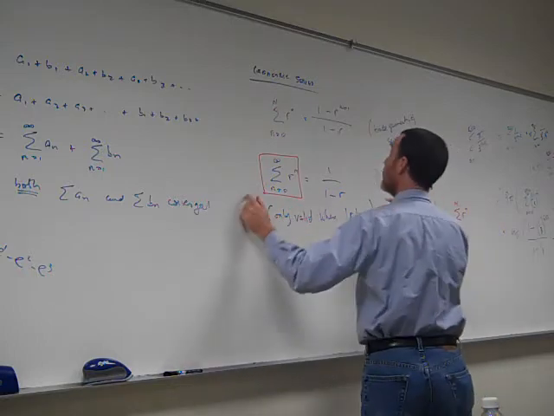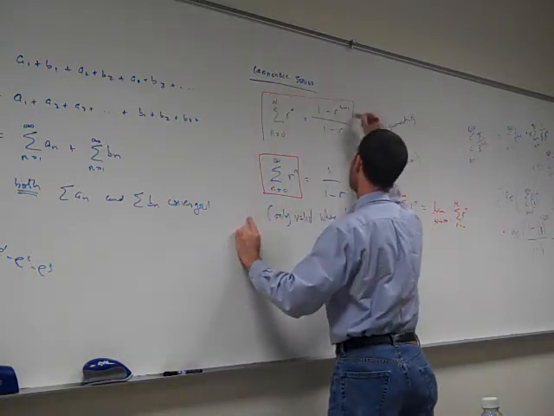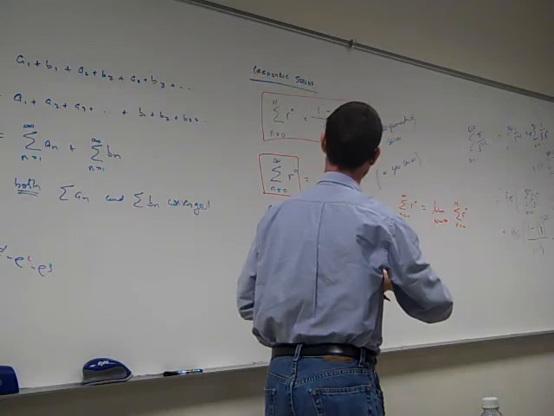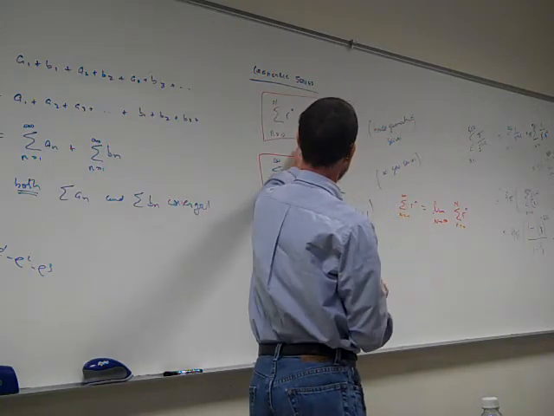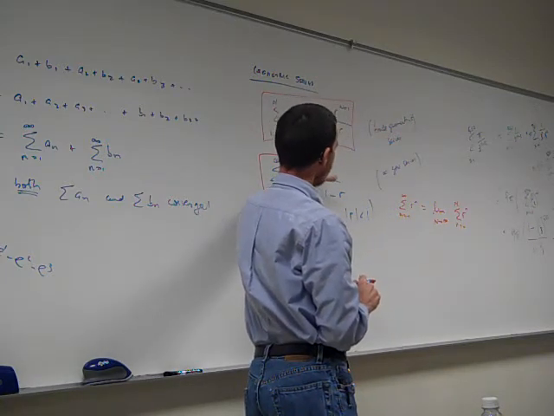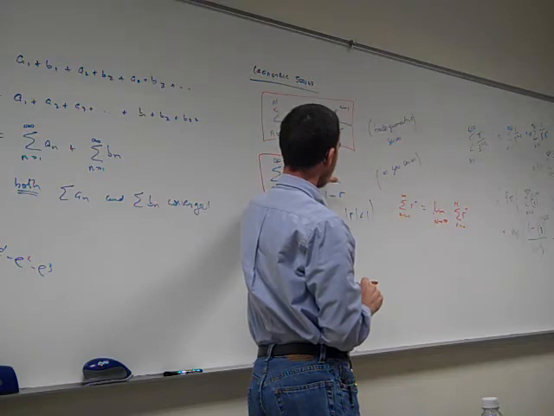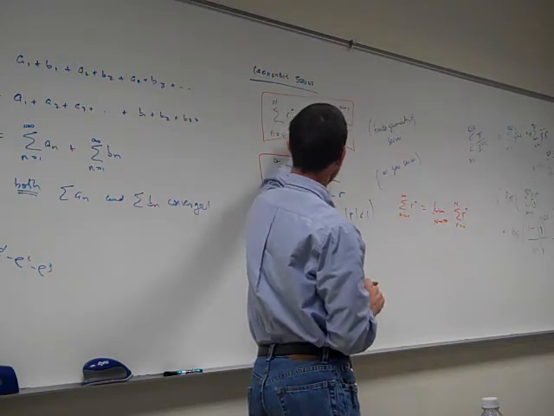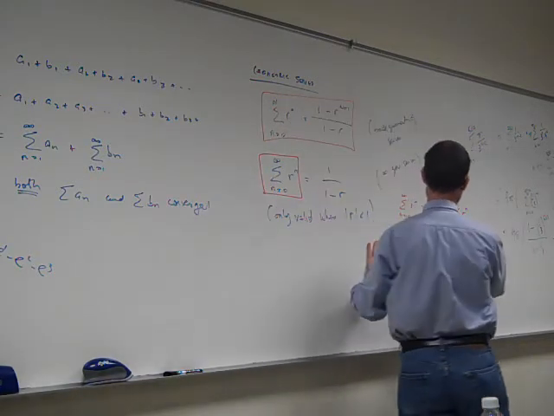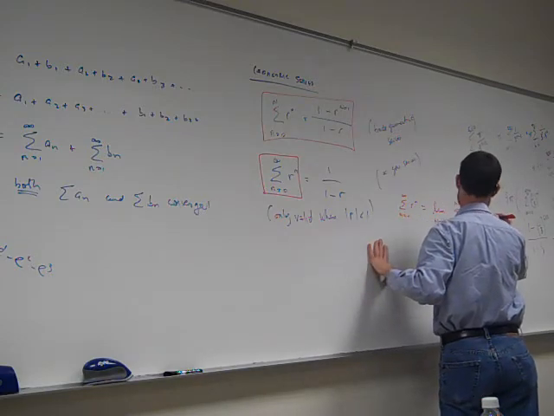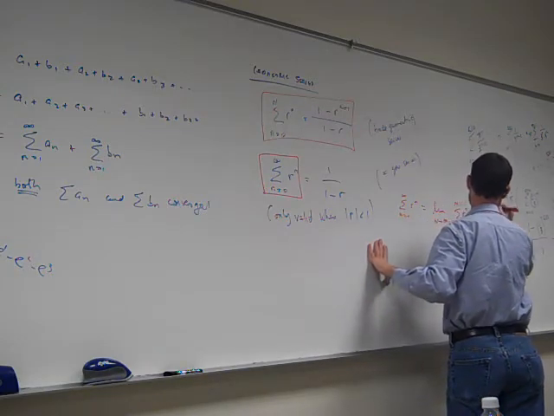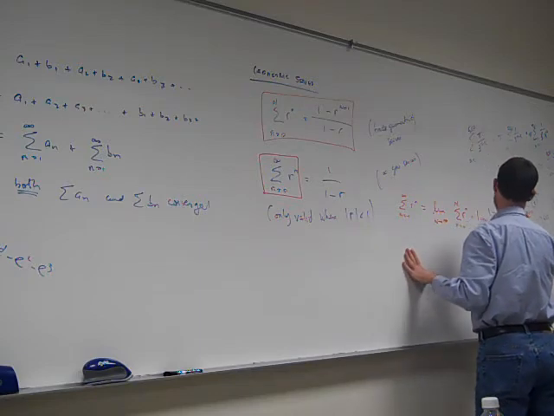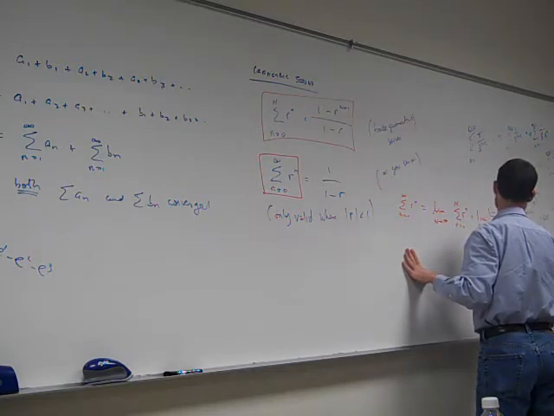Okay, well if you believe this formula, which we did enough problems in class, and I kind of derived it, this is the partial sums. So this is the limit as n goes to infinity of 1 minus r to the n plus 1 over 1 minus r.